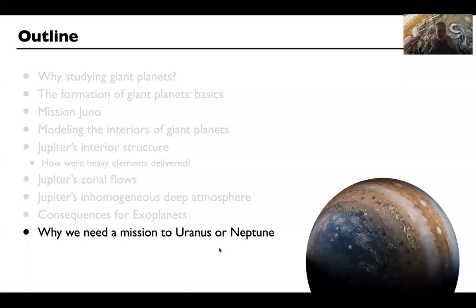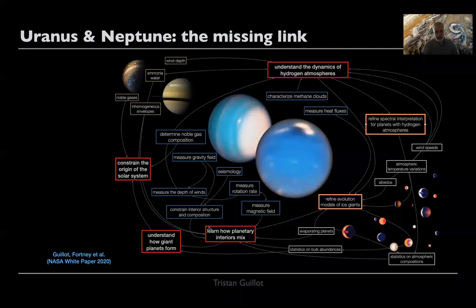Sorry for that. So the last thing is really that we need a mission to Uranus and Neptune. And this is because these two planets are really the missing link to understand Jupiter and Saturn and exoplanets. With a mission dedicated to Uranus or Neptune, we can characterize their methane clouds, understand the behavior of these condensates in a layer that we can probe very easily, because methane is condensing at around a bar. It's very abundant, and we can do lots of things. We can measure gravity field, magnetic field, maybe even do seismology.